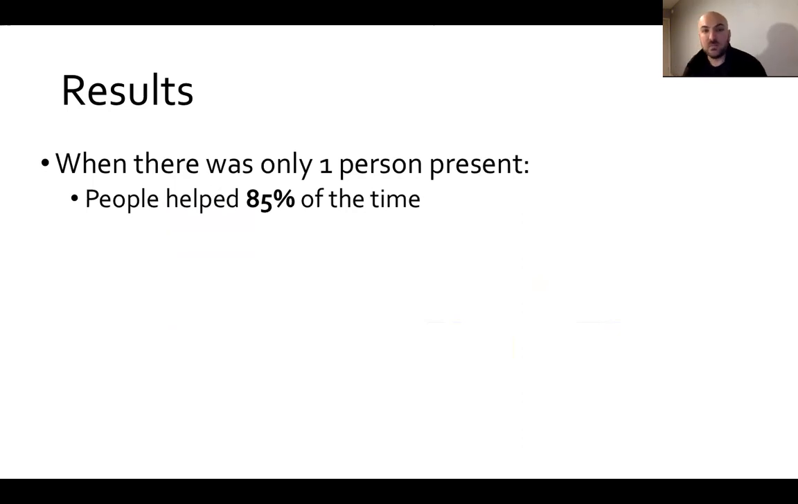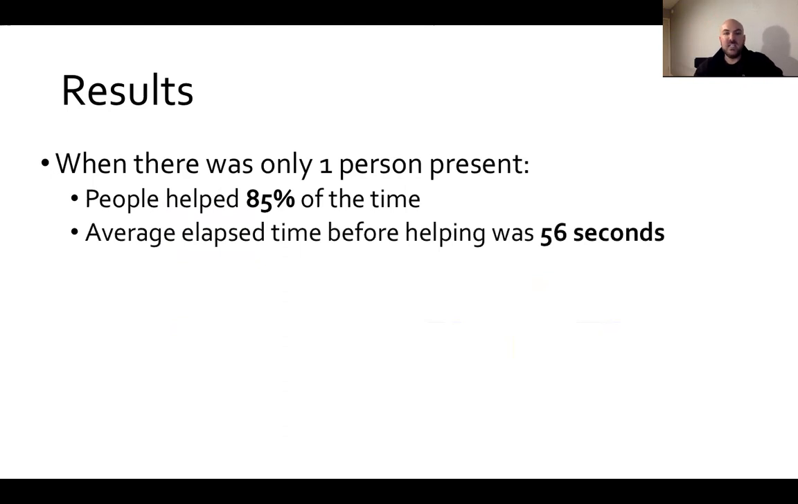Hopefully 100%. I'm assuming that's what you said. But in reality, only 85% of people helped. I wish it was 100%, but the vast majority, 85% of people at least opened their door. And they did so in an average of 56 seconds, less than a minute, which means that it took them a while, right? It took them a while of saying like, hey, wait, are you okay? Are you okay?